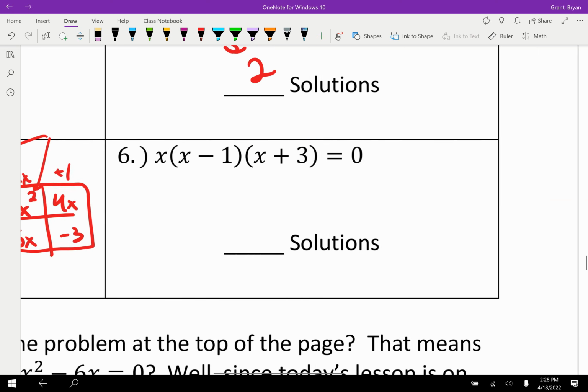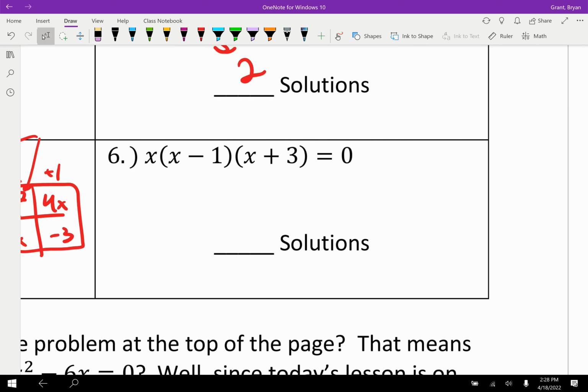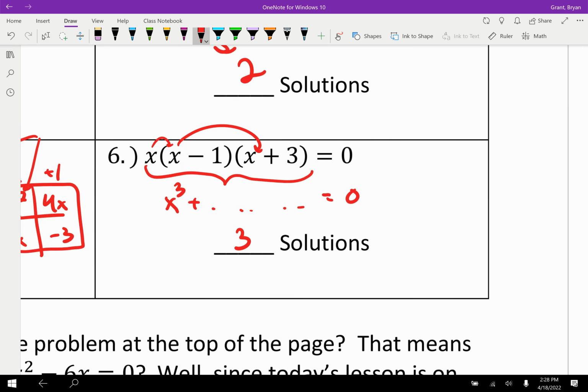And so on 6, if you look at this guy, you might look at it and go, ooh, x times x, that's x squared. But don't forget about the third x. X times x is x squared, times another x is actually x cubed. So this equation, if you use some boxes to multiply it out, would be x cubed plus a bunch more items equals 0. And so there are 3 solutions for the last.